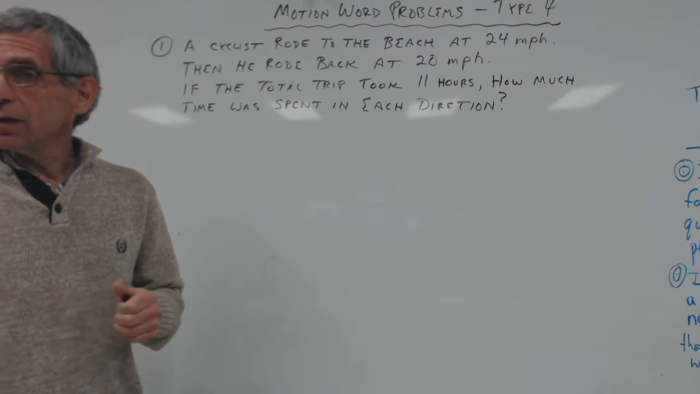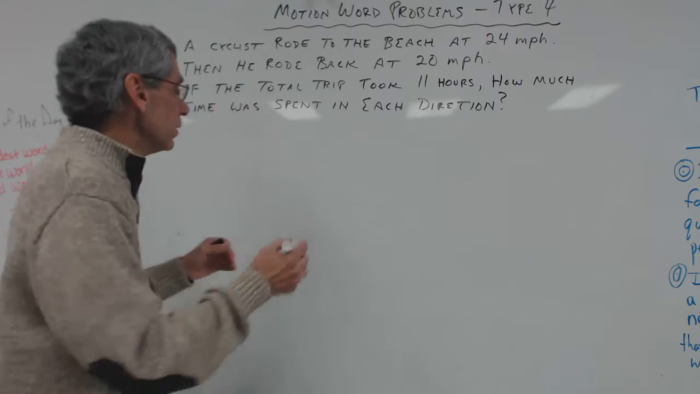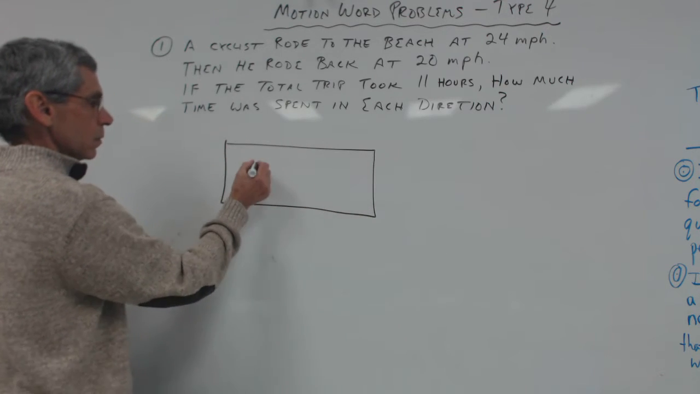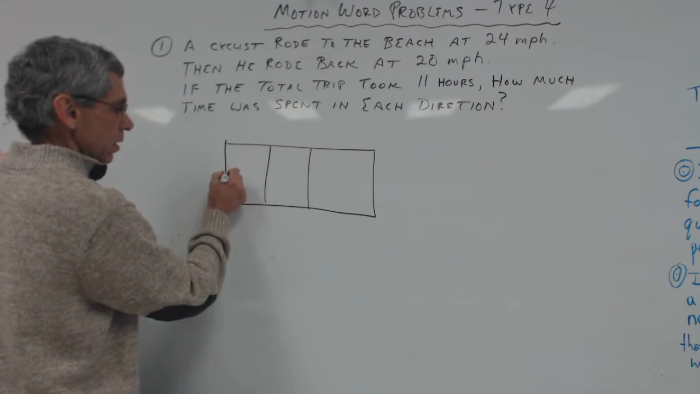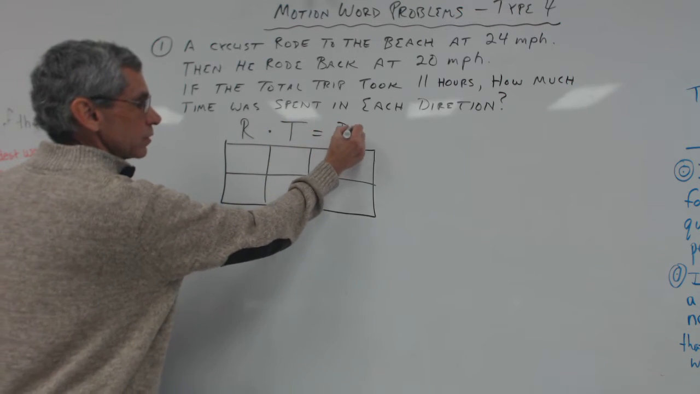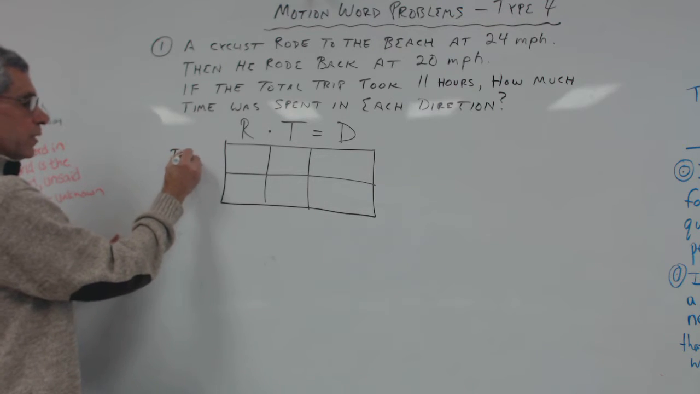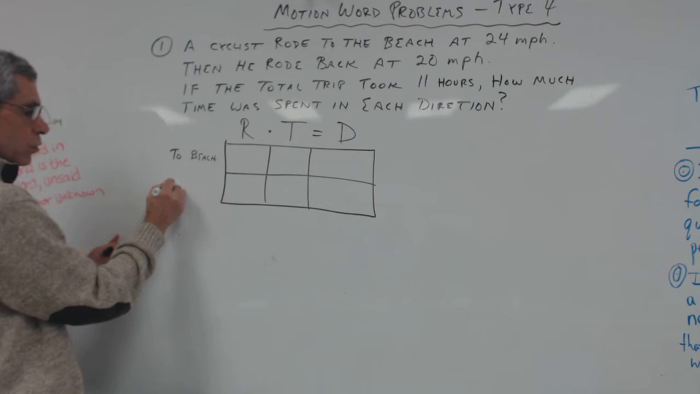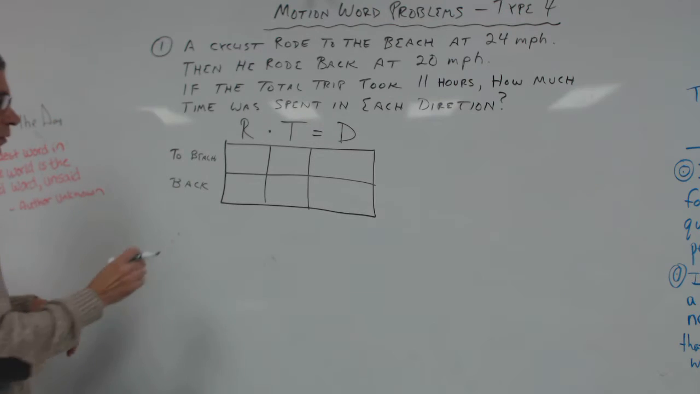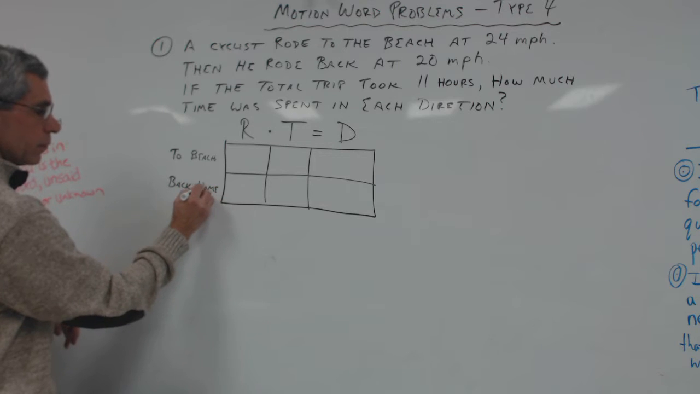So let's, again, the box method helps. It really helps to organize information. So let's create the box. All right, so we've got rate times time equals distance. And we know he's going to the beach. Well, we'll just say to beach for the first one, and back home for the second. He must really like swimming.